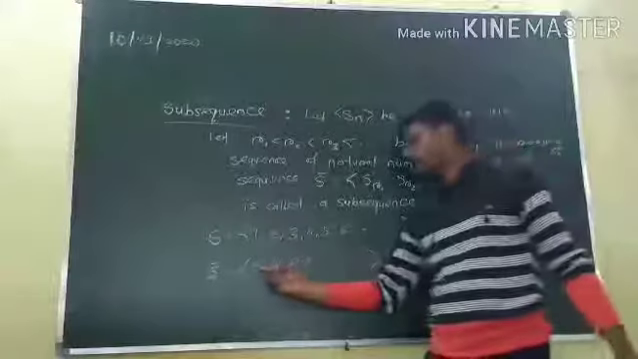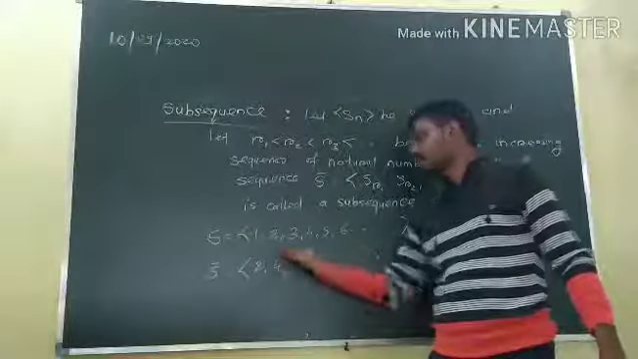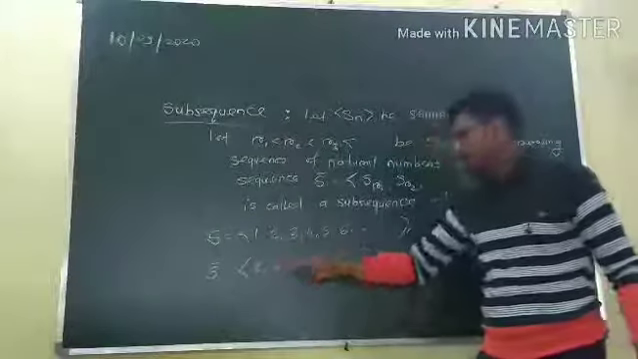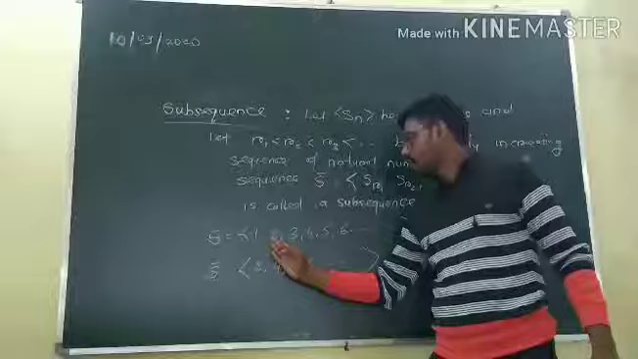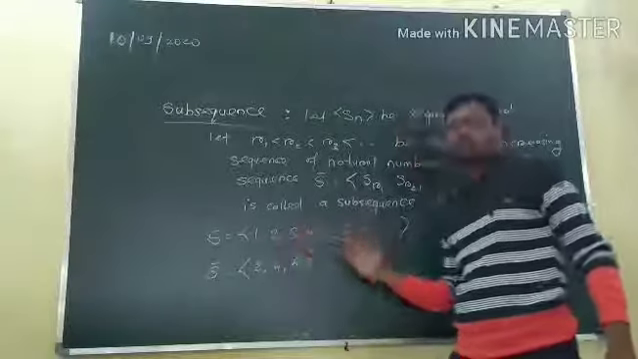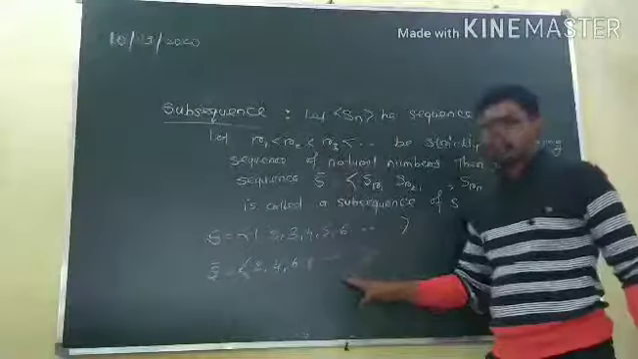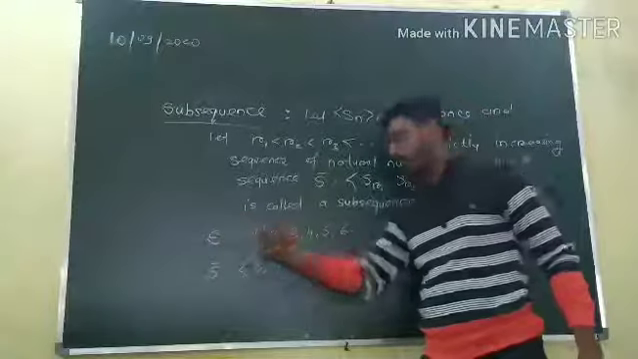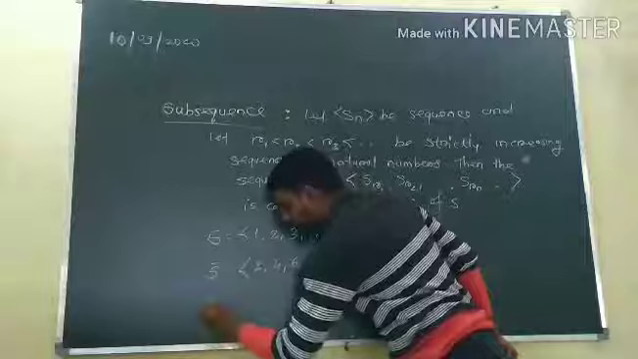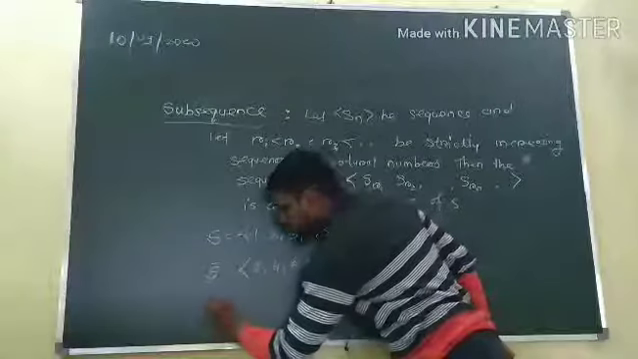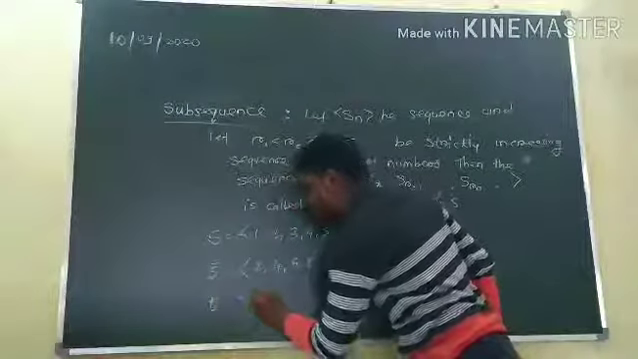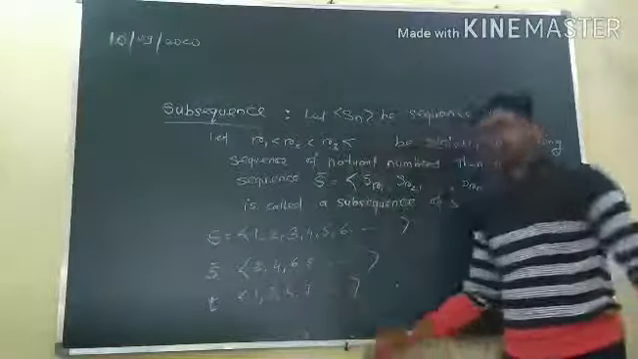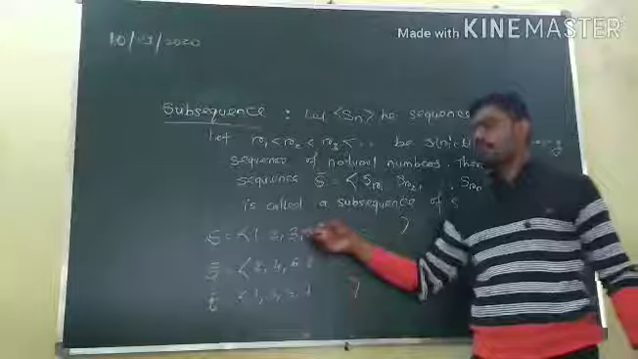See, every element 2, 4, 6, 8 belongs to the original sequence S, and the order is also not disturbed. That is, 2 is first and 4 comes later on. So the order is also maintained. Then we say this is a subsequence of S. Also, if you write T bar equal to 1, 3, 5, 7 and so on, this is also a subsequence of S.